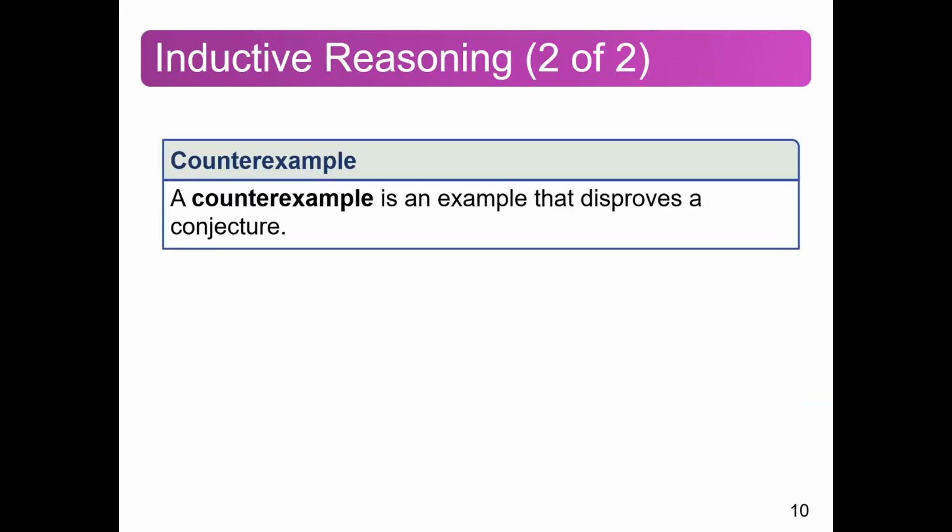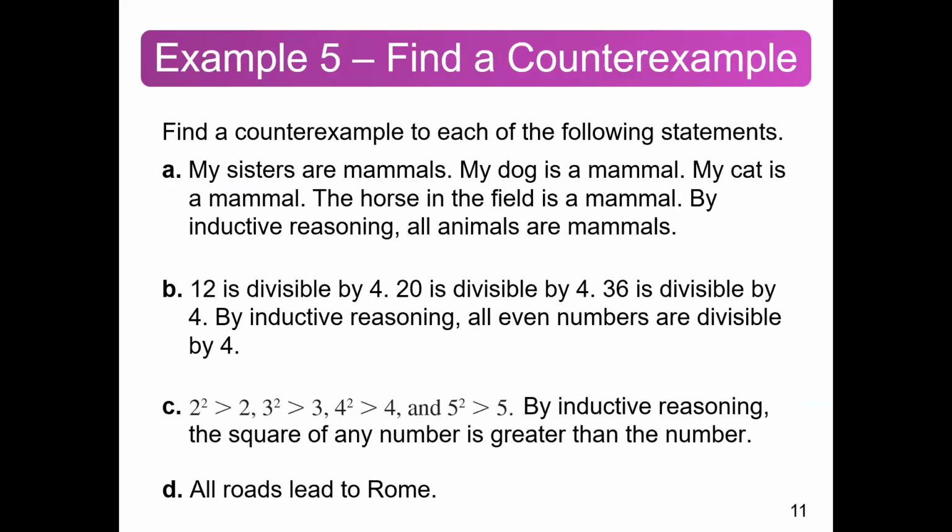So a counterexample. A counterexample is an example that disproves a conjecture. For example, find a counterexample to each of the following statements. Letter A, my sisters are mammals. My dog is a mammal. My cat is a mammal. The horse in the field is a mammal. By inductive reasoning, all animals are mammals. So what's the counterexample to this?